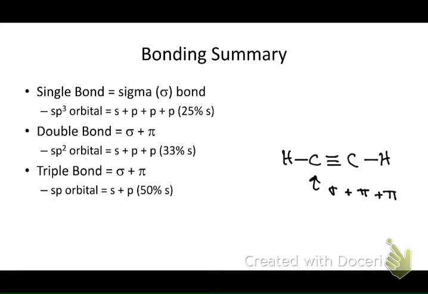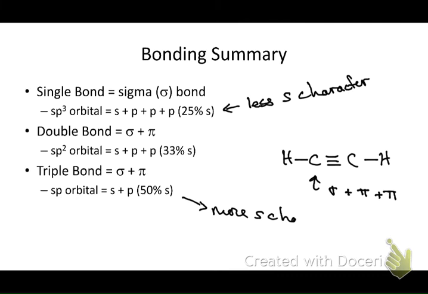And again, as I said earlier, right? sp3 is less s character, is what we say. And a triple bond is more s character. And that will affect its chemical properties. When we talk about acids and bases in the next chapter, hybridization of the atom becomes important.